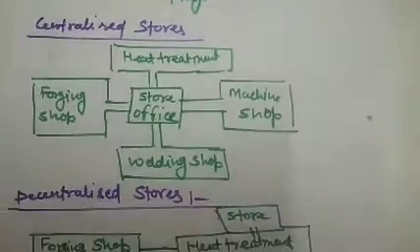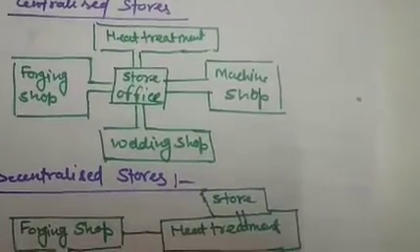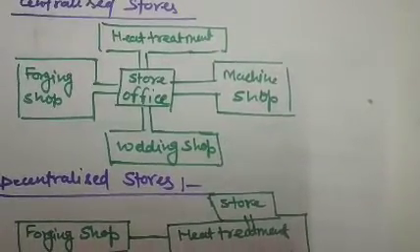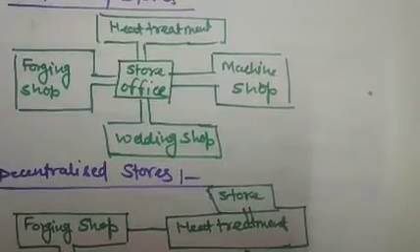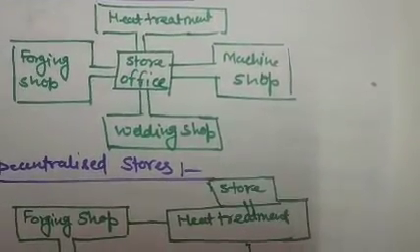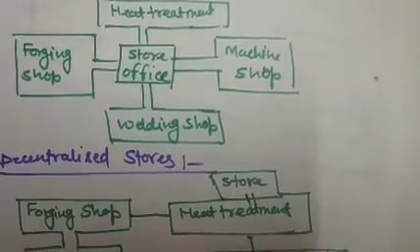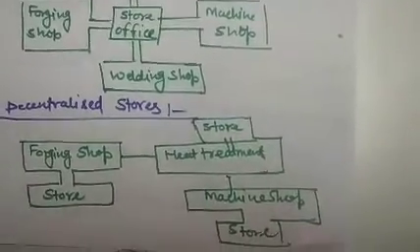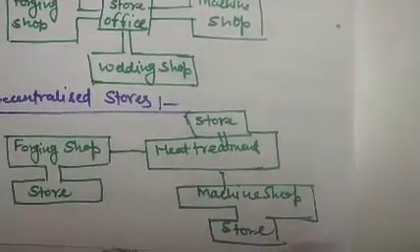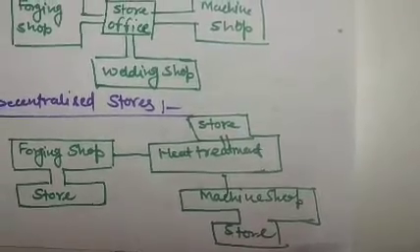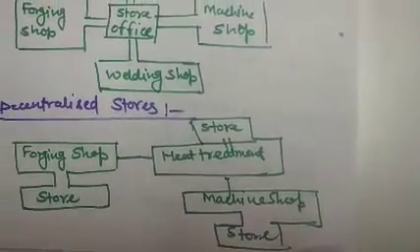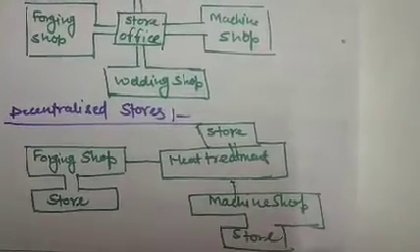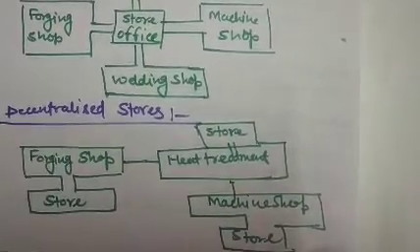Clear? But if the industry is too large, and raw material requirements and other requirements are too high, then it will be very difficult to maintain records at one place, because there will be chances of leakage and theft or damage to the material, right? Then in such cases, in large industries, each department has its own store, so that they can easily get the material from their stores, right? So this is all about storekeeping. And in the next lecture we will discuss inventory.